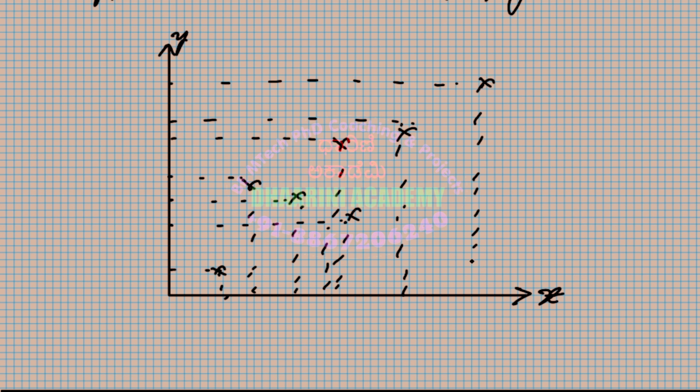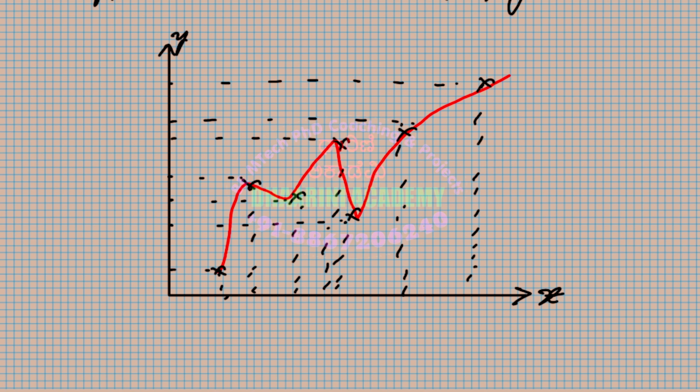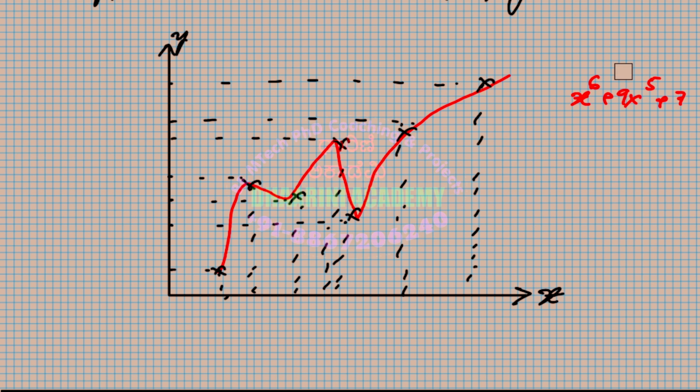Now I know that if I try to connect every point, you see this is going to be a non-linear curve, right? Whenever I am using a non-linear curve, the representation of that is pretty difficult. Maybe you have to use an x to the power 6 plus 9x to the power 5 plus 7x cube, something you may get as an equation. So that is pretty difficult. Whenever I try to fit a non-linear curve satisfying all the points, it is very difficult.